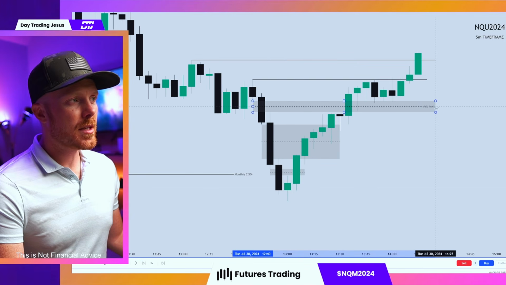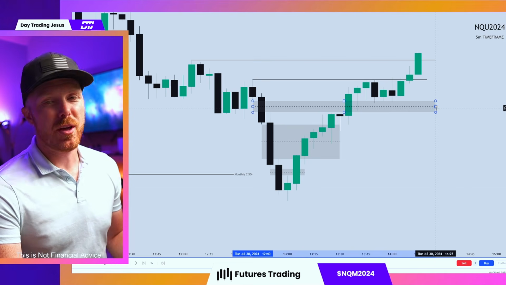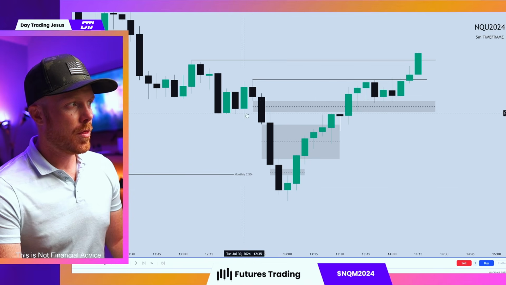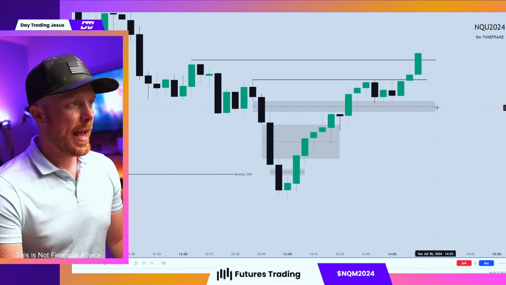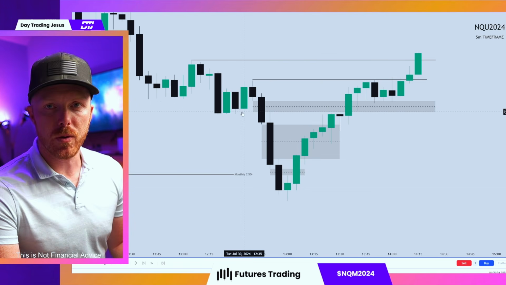Now, the elements of an IFVG are identical to a fair value gap, just used in the opposite way. The areas that we want to identify are the high of the fair value gap, the low of the fair value gap, and the middle of the fair value gap, which is what we call the consequent encroachment.